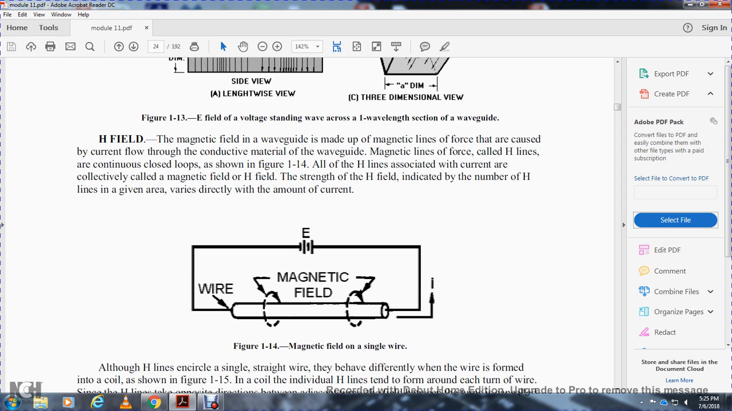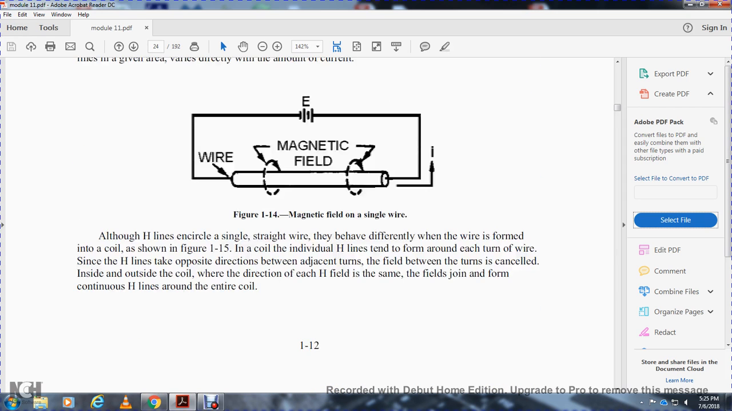Figure 114 shows the magnetic field of a single wire. Although the H lines encircle a single straight wire, they behave differently when the wire is formed into a coil, as shown in figure 115.